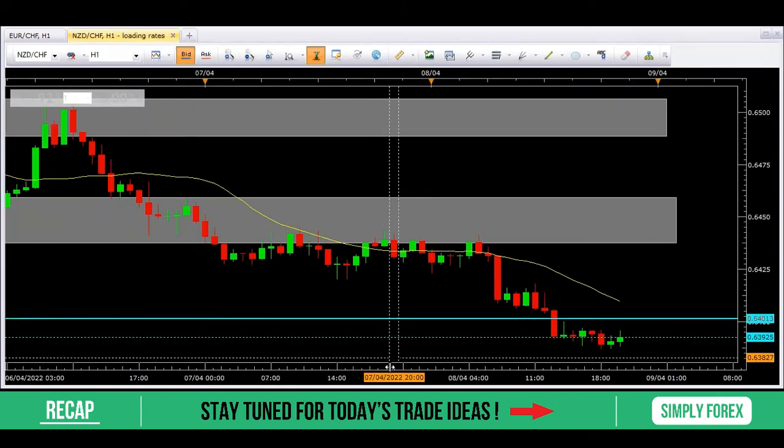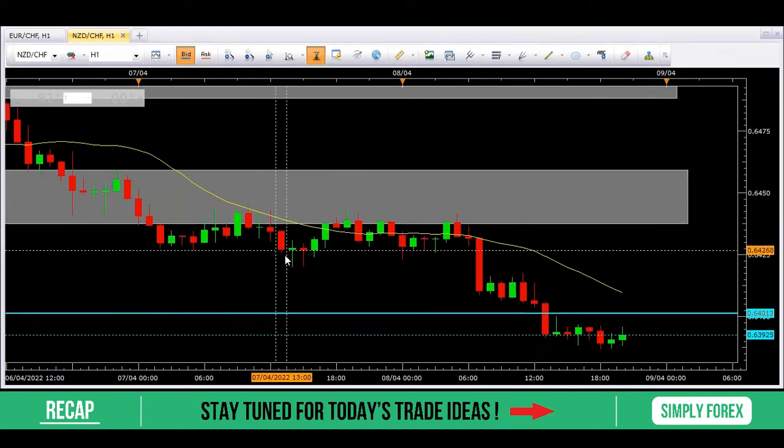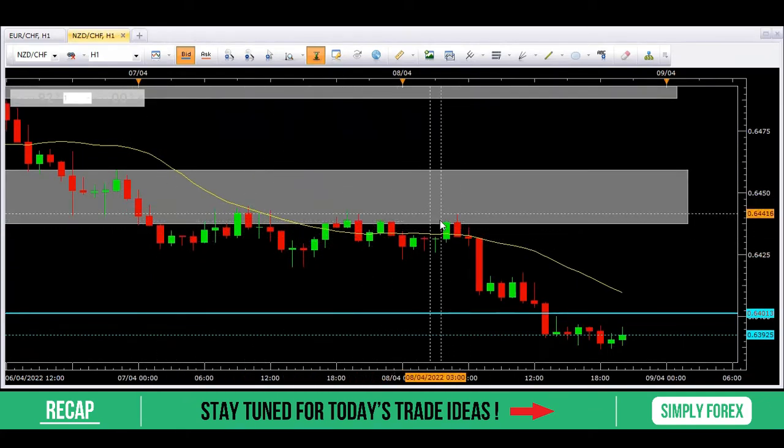And indeed we could, guys. We had a very good trade. So as you can see, guys, price came up to our grey zone. Then we had this candle form. This is a clear bearish candlestick pattern, an engulfing pattern.